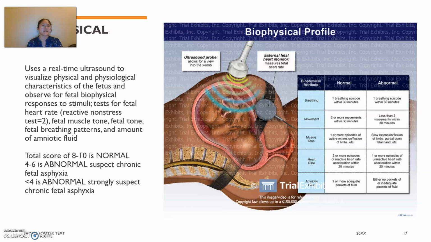It uses real-time ultrasound to visualize physical and physiological characteristics of the fetus and observes the fetal biophysical response to stimuli. It tests fetal heart rate, reactive non-stress test, fetal muscle tone, fetal breathing pattern, and amount of amniotic fluid. A total score of 8 to 10 is normal, 4 to 6 is abnormal and suspect chronic fetal asphyxia. If it's less than 4, it's abnormal, strongly suspect chronic fetal asphyxia.